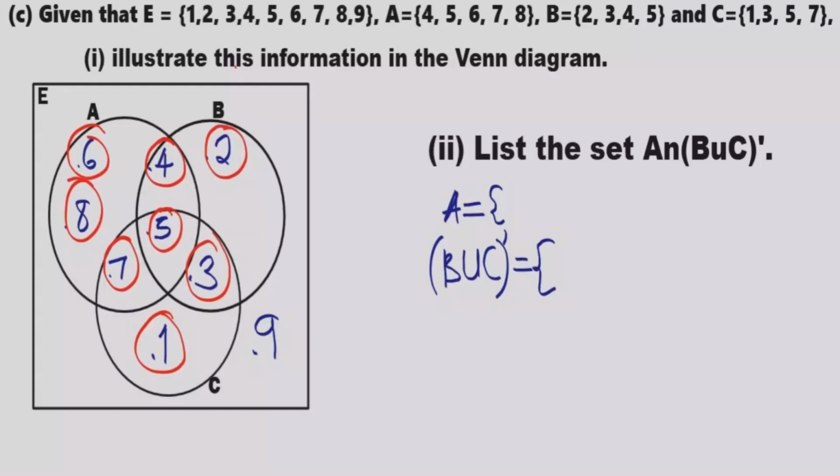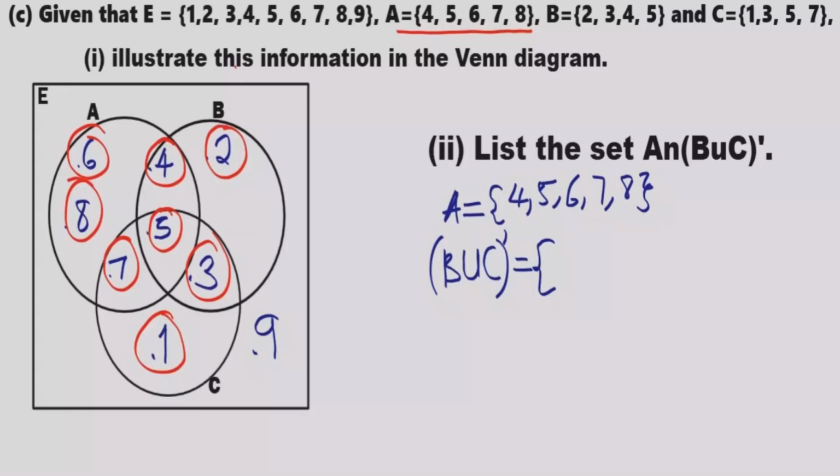So let's start with the elements of set A. This one is simple. We just go on set A, which is this one, and list the members of set A. So the members of set A are 4, 5, 6, 7, 8.